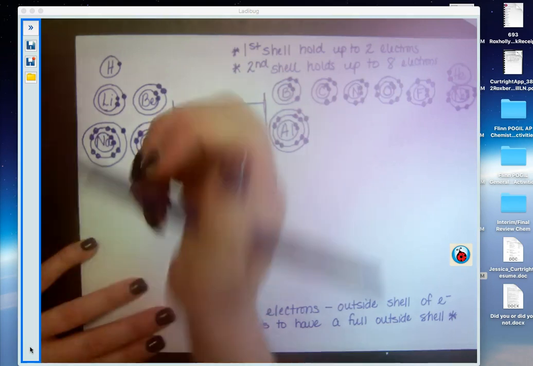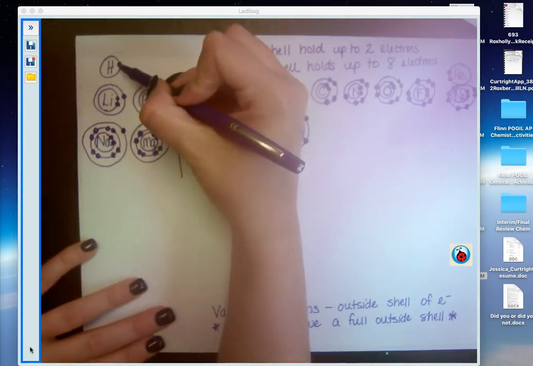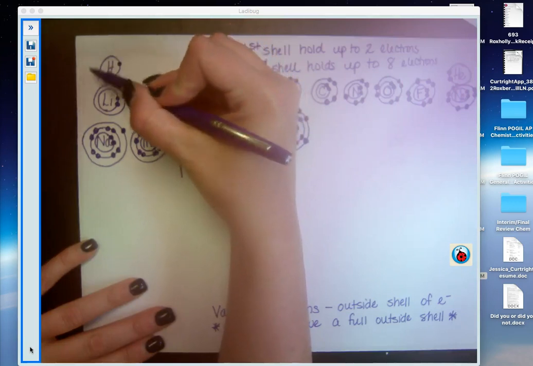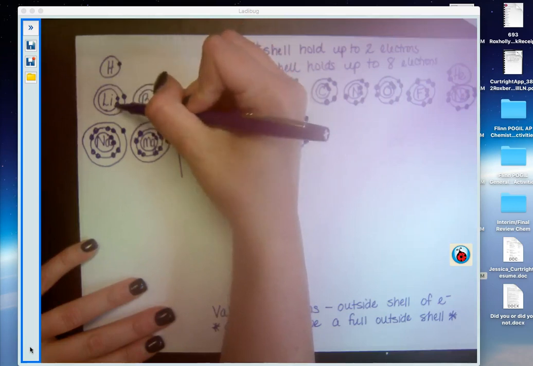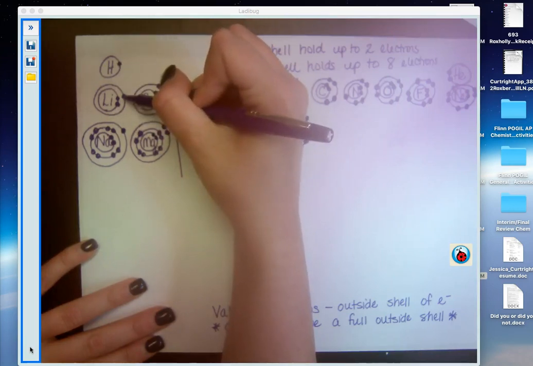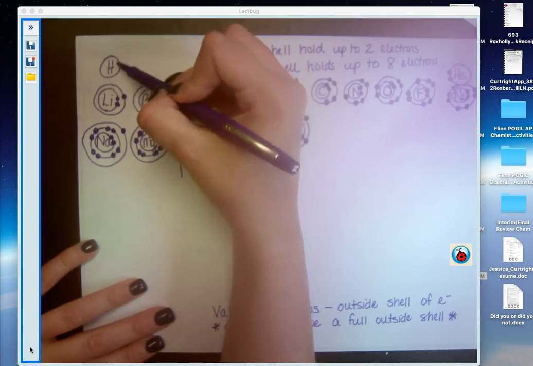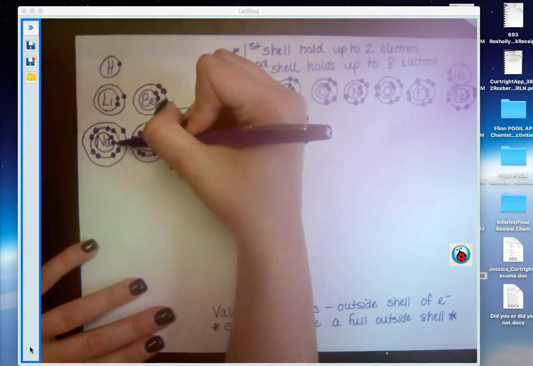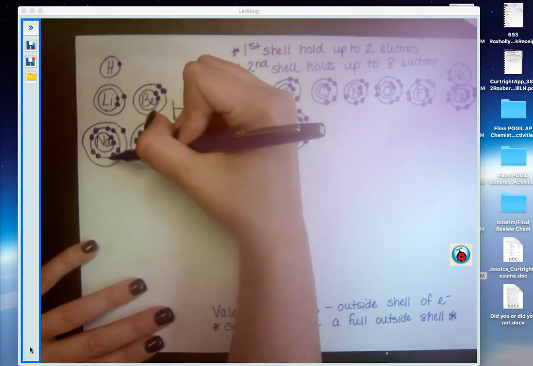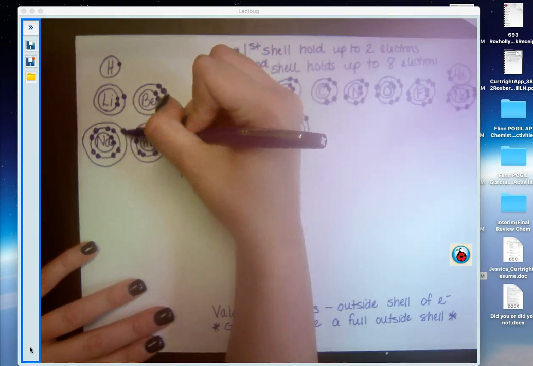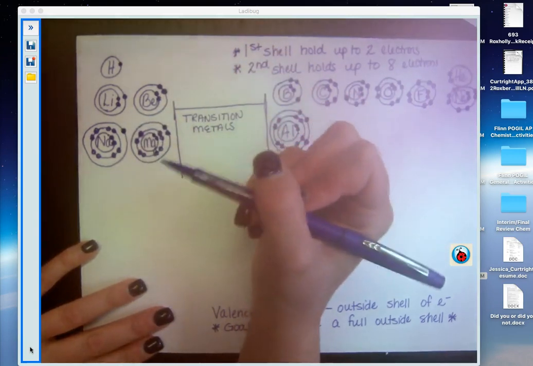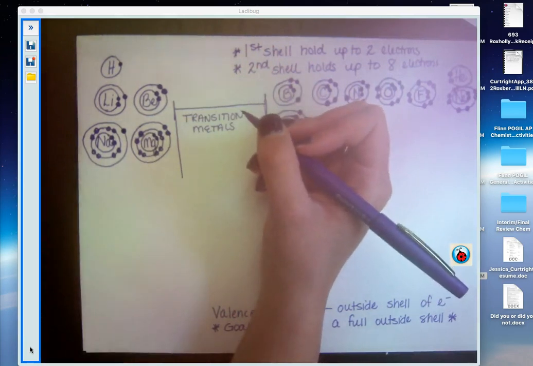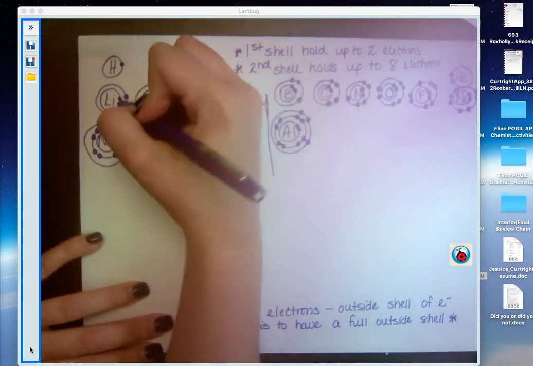So for example, hydrogen only has 1 electron. It means that its outside shell, the only shell it has, has 1 valence electron. If you come down here, lithium has 3 electrons, but how many valence electrons does it have? 1. So hydrogen has 1, lithium has 1. Now if you come down here, you've got sodium. Sodium has 11 electrons, but also how many valence electrons does sodium have? It has 1 valence electron. So if you're looking at valence electrons, you've got 1, 1, 1.